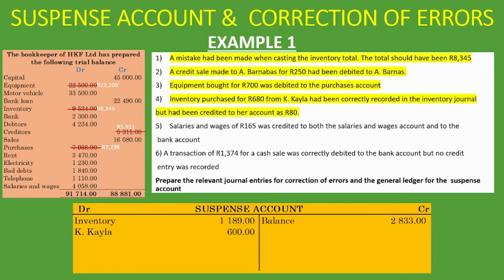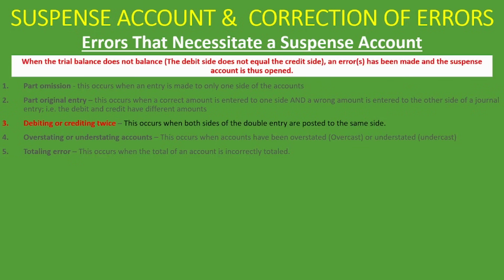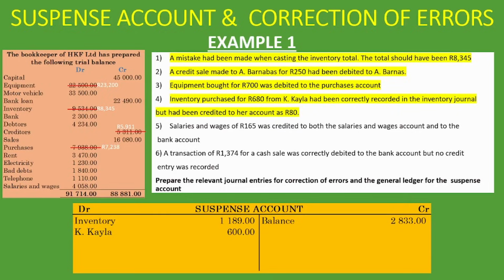But the salaries and wages account is an expense account. We're supposed to debit it. So the mistake is with the salaries and wages account. Now, you must remember what type of error this is. This is an error where we have put both accounts on the same side. And we know that this affects our suspense account. If you go back, you will see debiting or crediting twice. This occurs when both sides of the double entry are posted to the same side. And that's exactly what we've done. We posted both the salaries and wages account and the bank account on the credit side. So obviously only one of them can be correct, which is the bank account, as we've just stated.